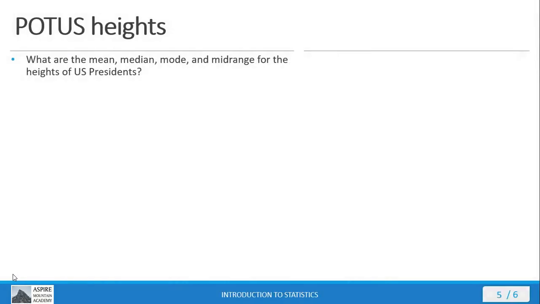Let's now consider another example involving the height of elected U.S. presidents. What are the mean, median, mode, and mid-range for this data set? Go ahead, pause the video, open the data file from our StatCrunch group, and see if you can calculate these values on your own. Then come back and we'll retrace your steps to see if you're right.